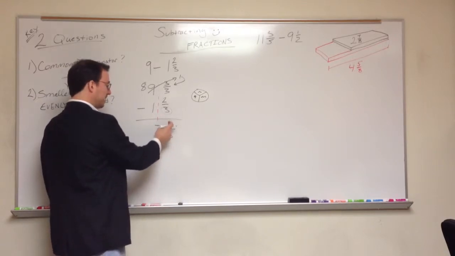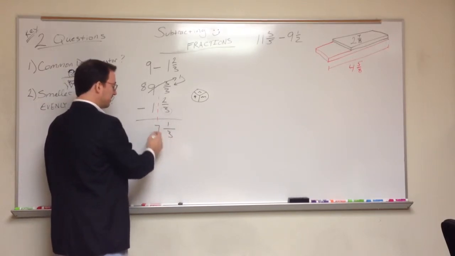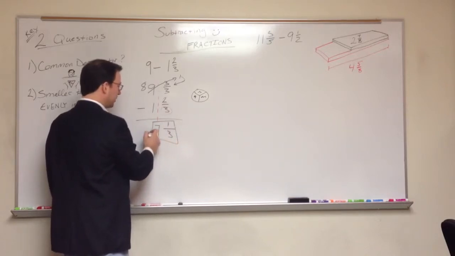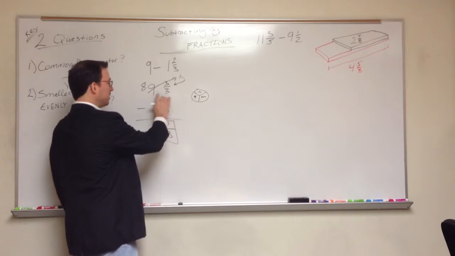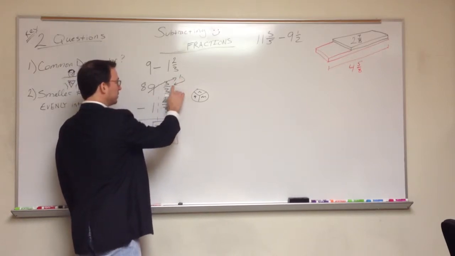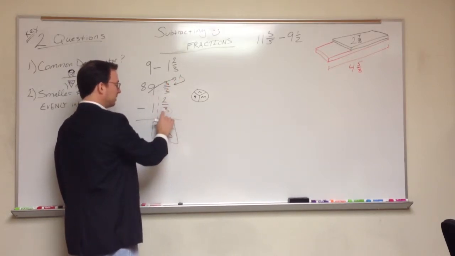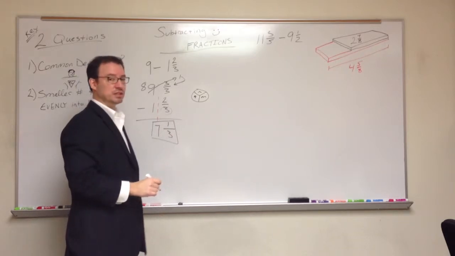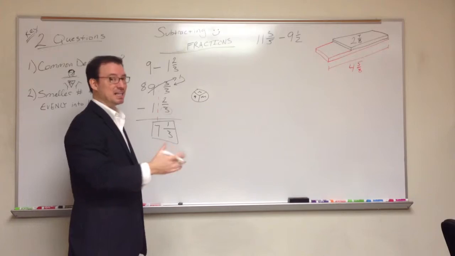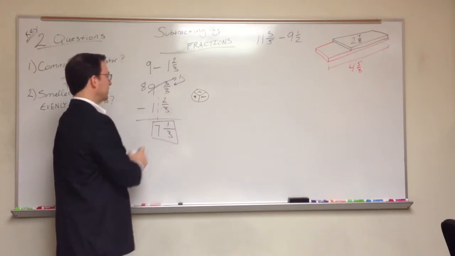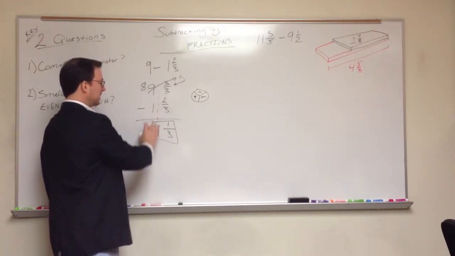We can't cancel out. And we aren't top heavy there, so it's 7 1/3. That's pretty easy. The thing to remember, though, is how we got to this. When we borrowed 1, we had to change it into a fraction matching the denominator that we're already using. That will come up again here in just a second, but it may look a little differently, but it's not. It's the same thing. So there you go. That's subtraction of fractions in that way.